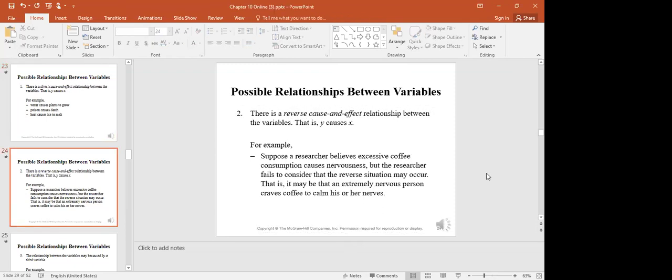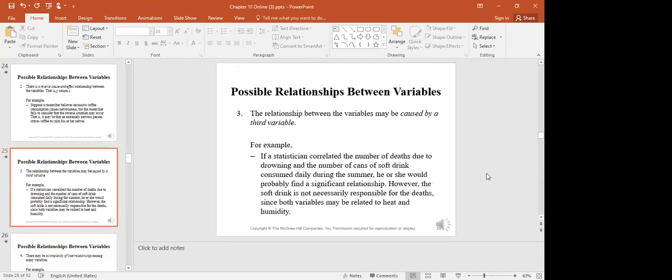Let's look at the reverse relationship. Suppose a researcher believes excessive coffee consumption causes nervousness, but the researcher fails to consider that the reverse situation may occur. That is, it may be an extremely nervous person who craves coffee to calm his nerves. So it's not the coffee that caused the nerves, it is the nerves that made the person drink coffee.